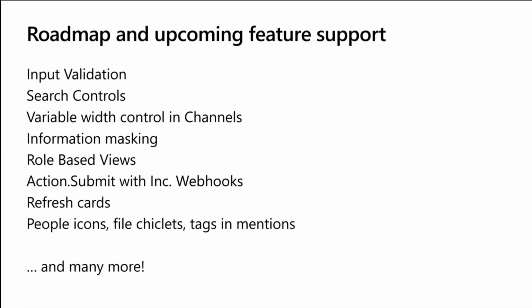really powerful. And inside Teams, we will provide support for people icons. So if you want to call out individual users and have their images associated with them. We will have file chiclets. So, for example, if you've got a Word file and you want to somehow associate that with the adaptive card itself, you can do that.